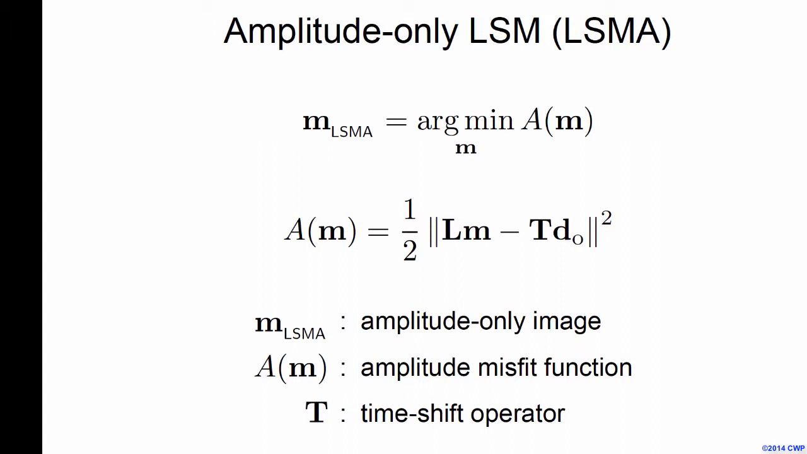So the main difference here is that I've introduced a time shift operator T that's applied to the observed data D. And this time shift operator, in fact, is simply a sinc interpolation operator. The action of this time shift operator is to shift the observed data so that its travel times match those of the predicted data. Then if the predicted and the shifted observed data have the same travel times, their difference will quantify mostly differences in amplitude. For this reason, I call this method amplitude-only least squares migration, and I'll call the images that we obtain with this method amplitude-only images.